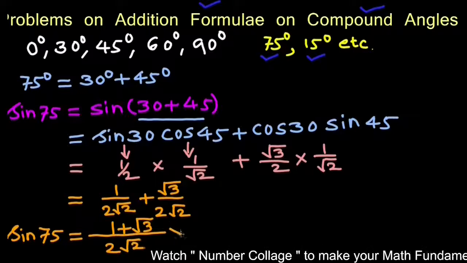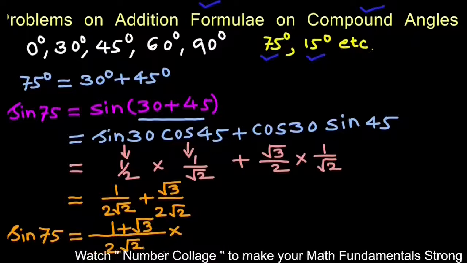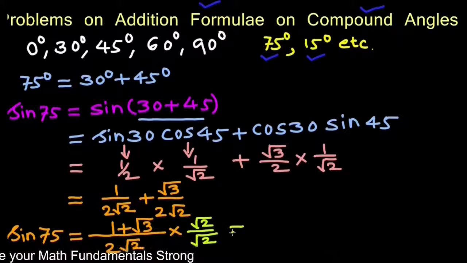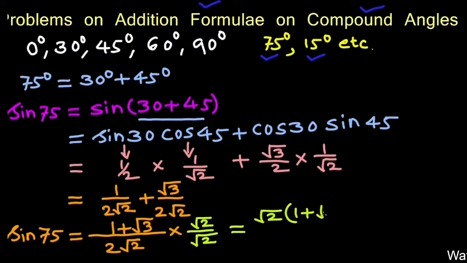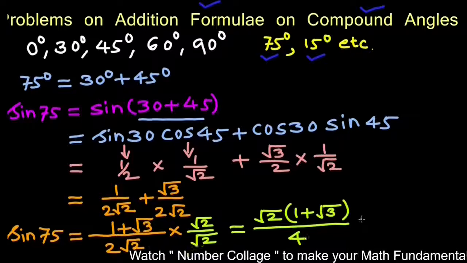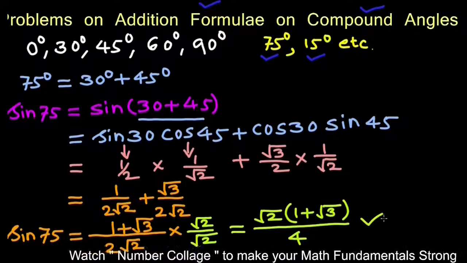You can rationalize this by multiplying both numerator and denominator by root 2. That will be root 2 times 1 plus root 3 upon root 2 into root 2 is 2. 2 2s are 4. So this will be the value of sin 75.